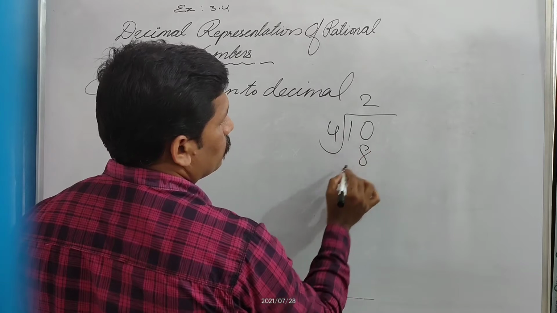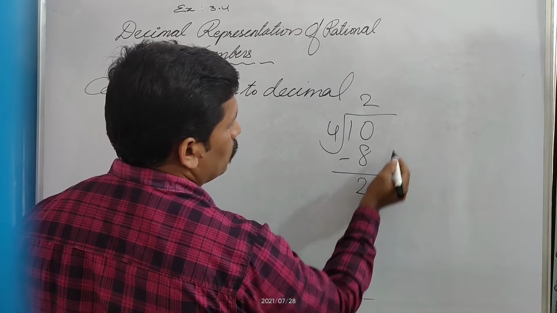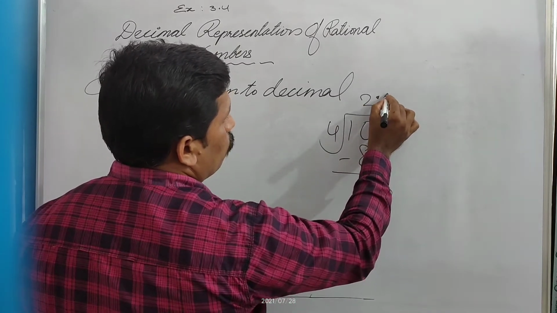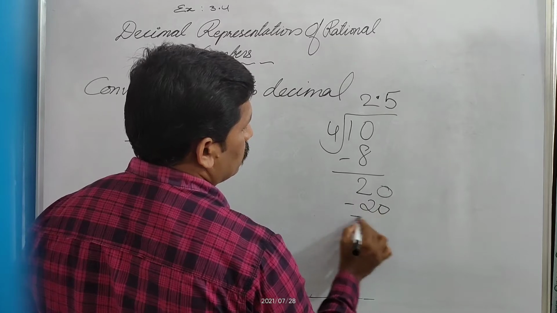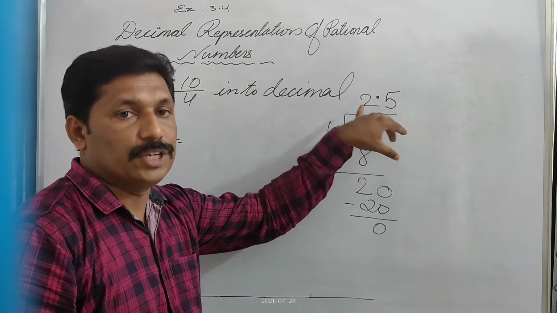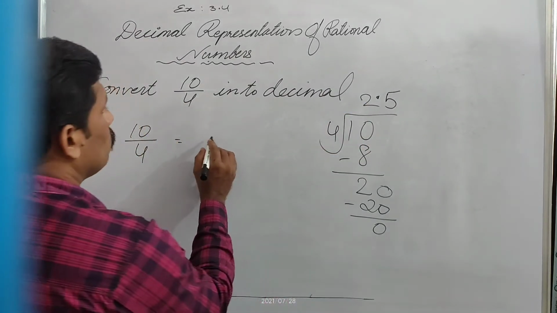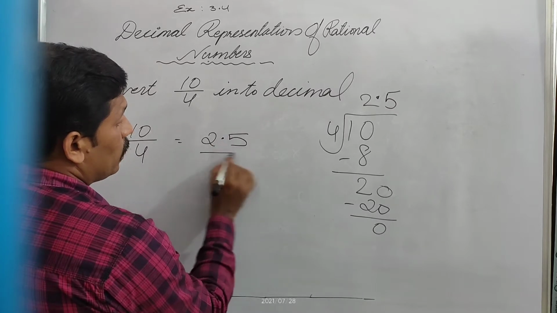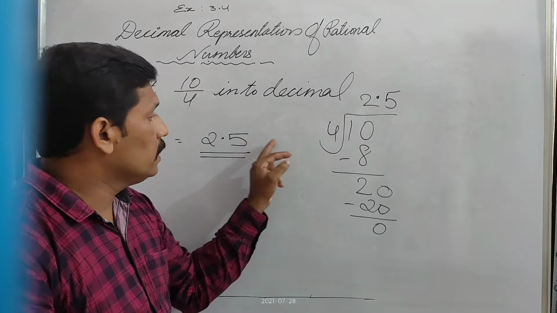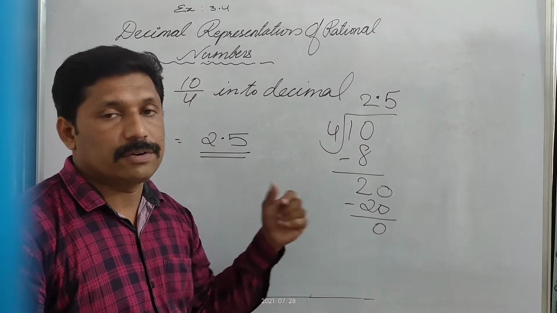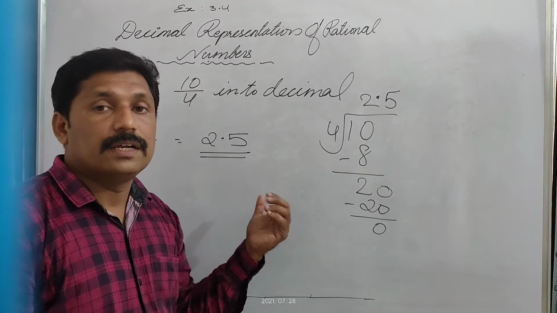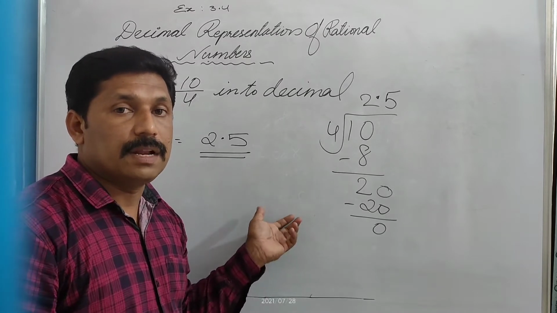4 2s are 8, and then subtraction gives 2. Then there is no digit, so we write 0 and put a decimal point here. Then 4 5s are 20. After this stage the remainder comes 0, and the decimal part also stopped. We changed 10 upon 4 into a decimal number, which is equal to 2.5. Here you can see that it is a terminating decimal, because the decimal part stops after some stage. The remainder is 0. Therefore, it is a terminating decimal. In this way, we can change a rational number into its decimal form.